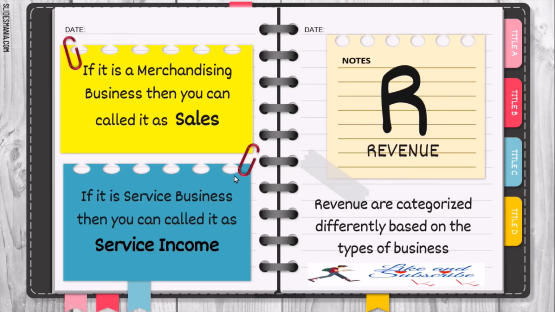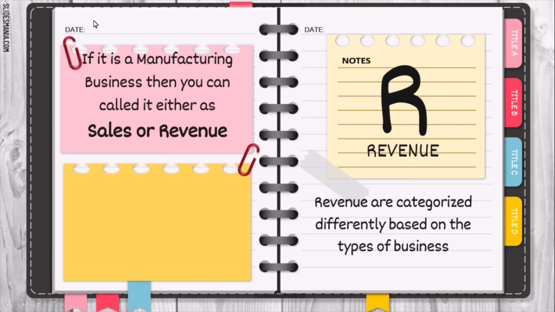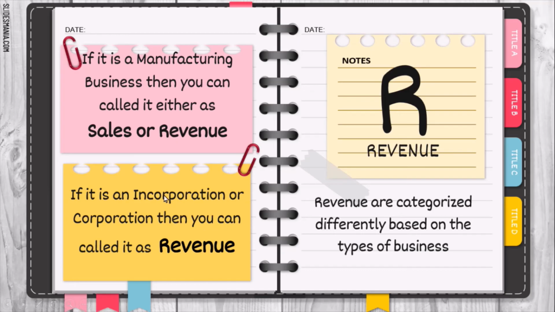Then, if it is a service business, you call it service income. If the business is like a spa, barber shop, or more on services, we call it service income. Next, if it is a manufacturing business, then you can call it either sales or revenue. But if it is an incorporation or corporation, then you call it revenue. So sales, service income, gross income, and revenue are the same.